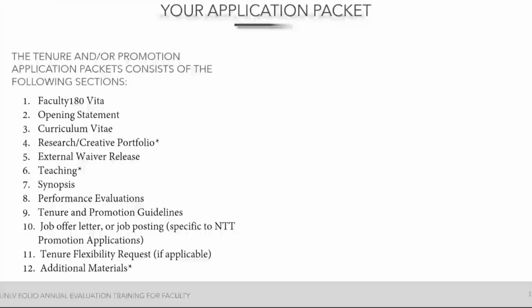So the tenure and or promotion application packet, once you open it, you'll find that it contains about 11 to 12 sections. These are the Faculty 180 Vita, opening statement, CV, research or creative portfolio, external waiver release, a teaching section, synopsis, performance evaluations, tenure and promotion guidelines. And for non-tenure track promotion applications, there's an additional section that includes the job offer letter or job posting. You'll also have the tenure flexibility request, if applicable, and a section for additional materials.